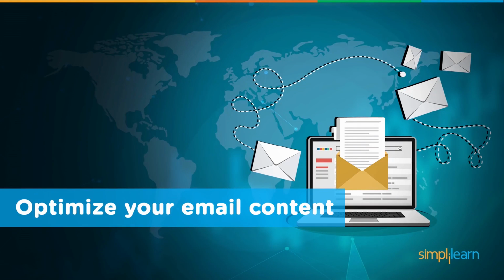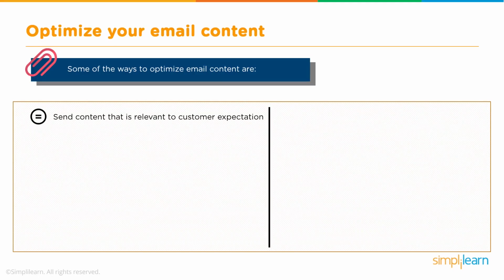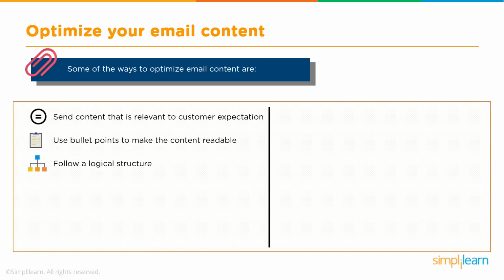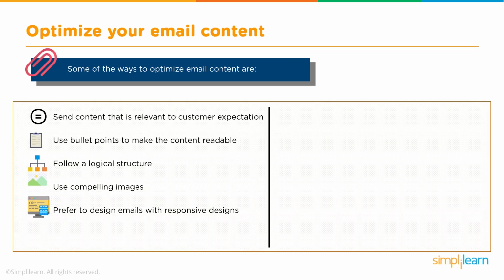So let's talk about optimizing your email content. So we focused a lot on subject lines. Let's talk about the email content itself. So some ways to optimize email content: we want to send content that is relevant to customer expectations. So content needs to match that expectation. We want to use bullet points to make the content readable. We want to follow logical structure. We want to use compelling imagery and prefer to design emails with responsive designs.